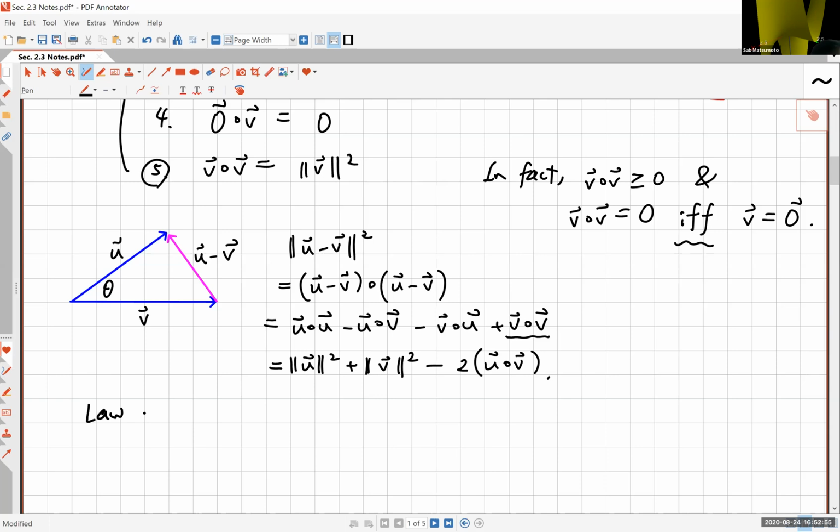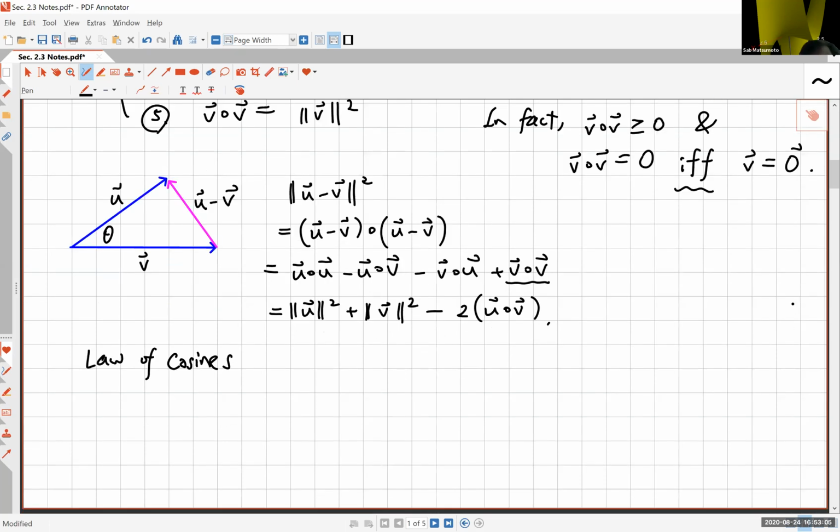All right, but on the other hand, and I don't know if you remember this or not, you should, the law of cosines for any triangle. The law of cosines tells you how to find the third side, u minus v. In particular, it'll tell you how to find the square of the third side length in terms of the other two side lengths and the angle between them. You remember this? So the third side of any triangle can be obtained by this formula.